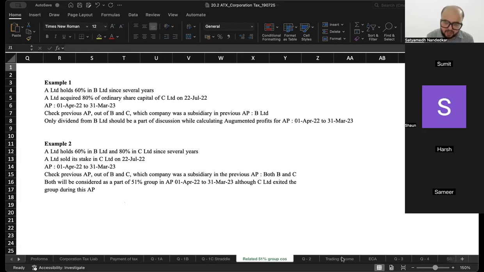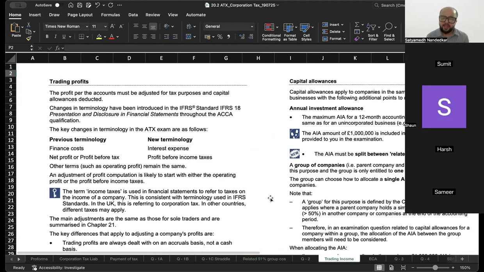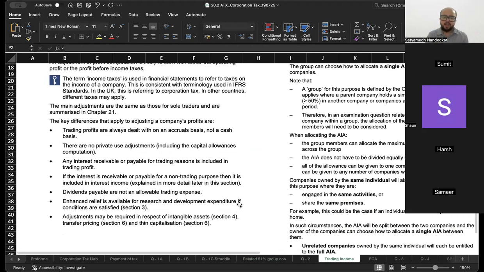Okay. Let's understand how trading income is calculated. Then how is your trading income calculated? Trading income calculation is mostly similar to how you do it for individuals, but there are certain calculations which are slightly different. Now, what are these? Basically, there is one interesting adjustment when it comes to capital allowances. But trading profits here are always dealt with on an accrual basis, never on a cash basis. There are no private use adjustments, including in the capital allowances computation.